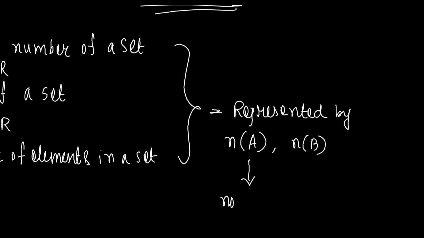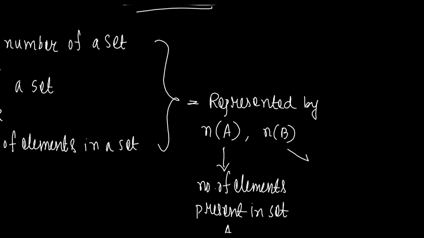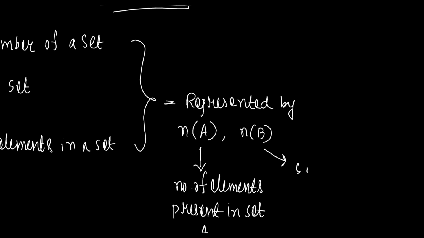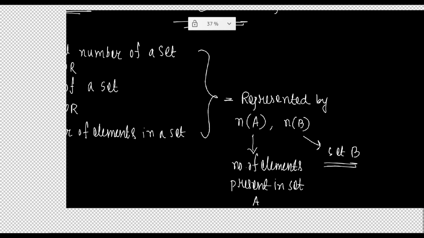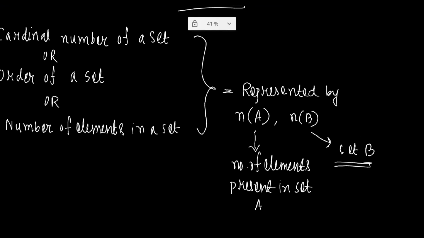This represents the number of elements present in set A, and this represents the number of elements present in set B. Okay, that is what the cardinal number of a set is. It is the number of elements present in the set. It is represented by n of that set. If I represent a set by capital A, then the cardinal number of that set will be n of A.